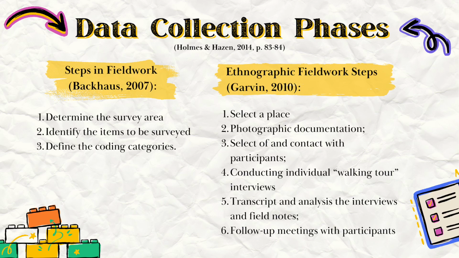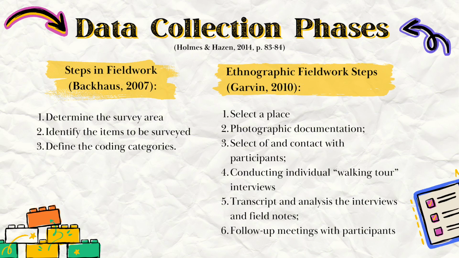And then the last one is define the coding categories. The last step is choosing the type of coding categories to be used to classify and analyze the data. However, Garvin 2010 gives further steps in collecting data in ethnographic fieldwork. The first one is selecting sites.